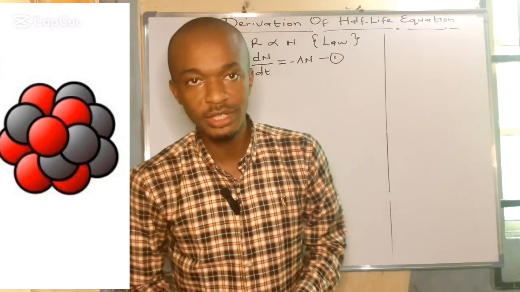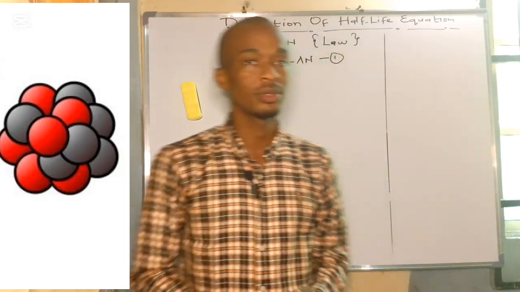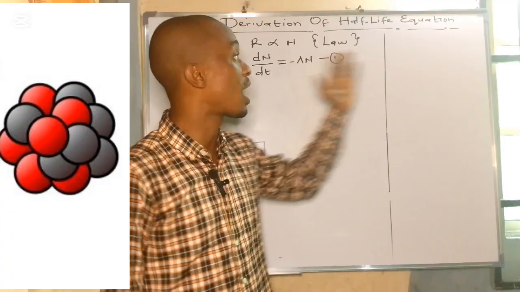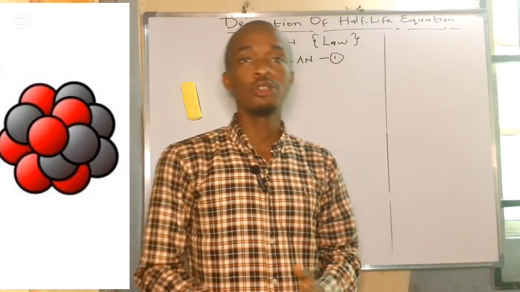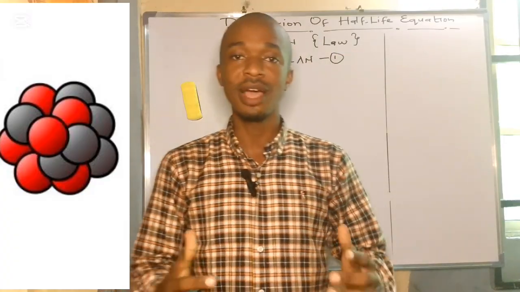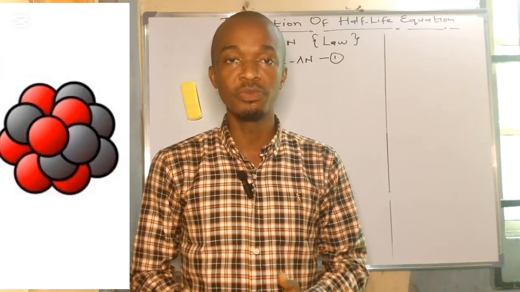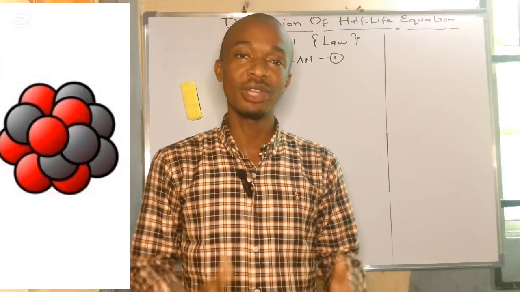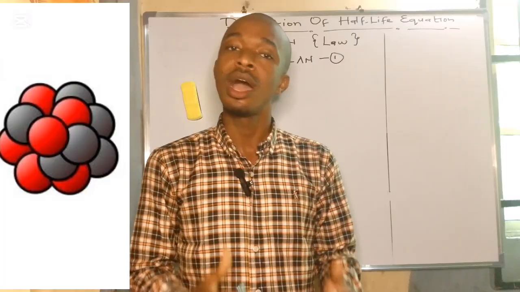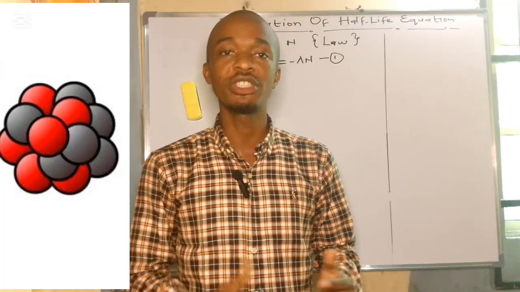Welcome to Impact Physics. Today we are going to be learning about the half-life equation. We'll be deriving the equation. I told you in the previous video that half-life is the time taken for a radioactive substance to be reduced by half. So if you want to learn how you can derive the equation, please watch this video to the end.